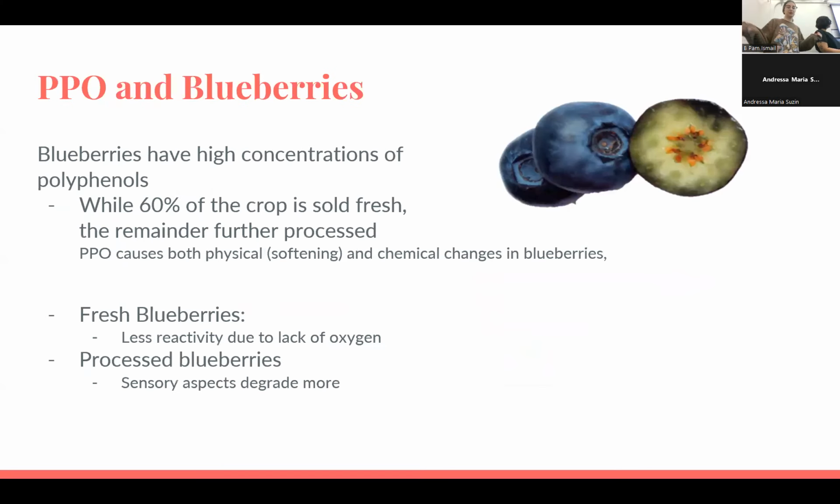And then blueberries, why blueberries? They have a high concentration of polyphenols, and while 60% of the crop is sold as fresh, the rest of it is further processed. When it's processed, it is more broken down, juiced, and introduced to oxygen, and polyphenol oxidase can react more quickly in those instances. However, there are still issues with fresh blueberries and polyphenol oxidase too.